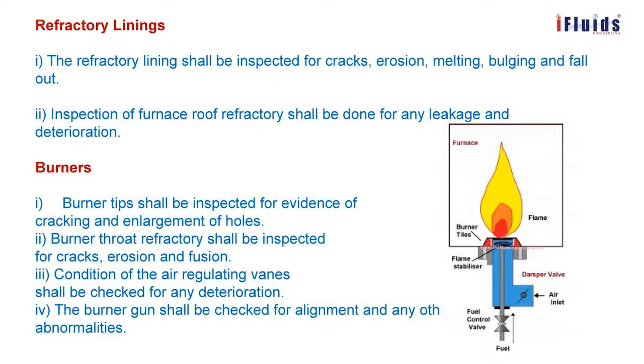The burner tip shall be inspected for evidence of cracking and enlargement of holes. This is the furnace burner tip. Enlargement of holes will develop a dissimilarity in flame pattern, and in that case the flame may impinge on the tubes. Burner throat refractory shall be inspected for cracks, erosion, and fusion. Condition of the air regulation vanes shall be checked for any deterioration. The burner gun shall be checked for alignment and any other abnormalities.